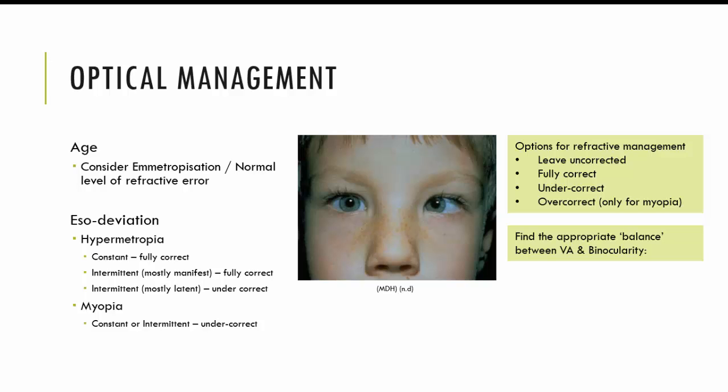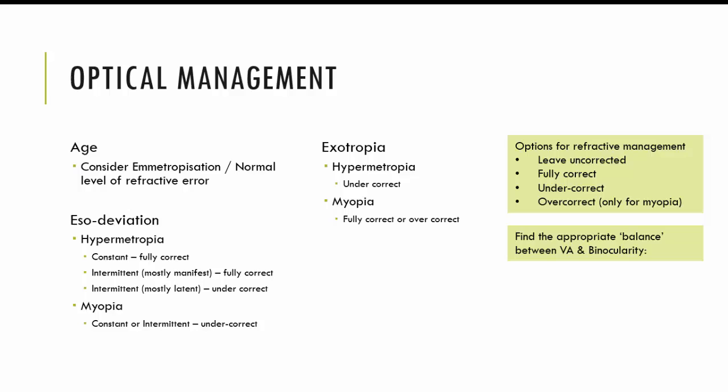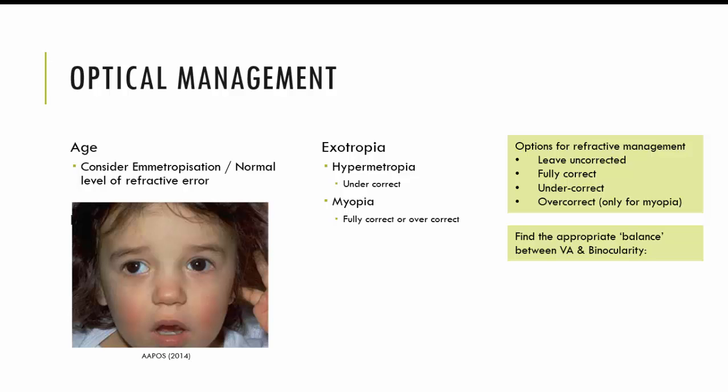Okay, and lastly we have the esotropic patient who might be myopic. In this particular instance, obviously what we want to do is undercorrect because we don't want the patient to accommodate more than they need to. Okay, let's now discuss the principles in an exotropic patient. If we have a patient with hypermetropia and an exotropia, well, we know that the hypermetropic correction is going to make an exo deviation worse, so we always want to undercorrect the hypermetrope who has an exotropia.